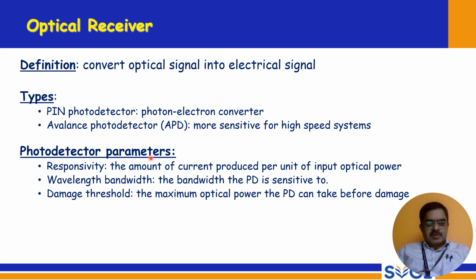Photo detector parameters. Responsivity: the amount of current produced per unit of input optical power. Wavelength bandwidth: the bandwidth the photo detector is sensitive to. Damage threshold: the maximum optical power the photo detector can take before damage. So this is the photo detector parameters.